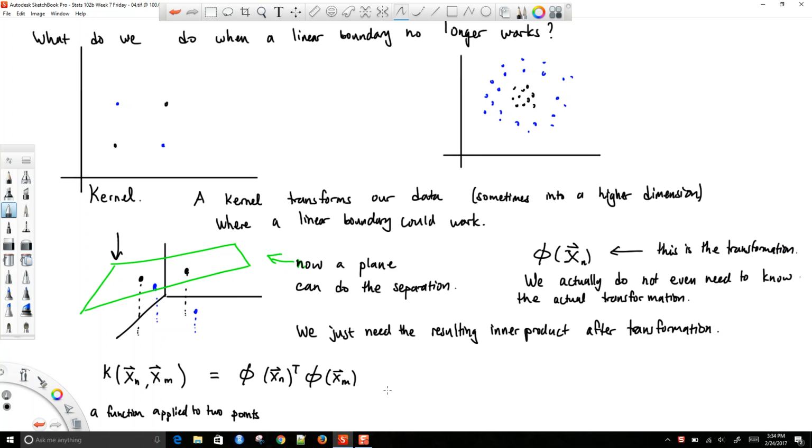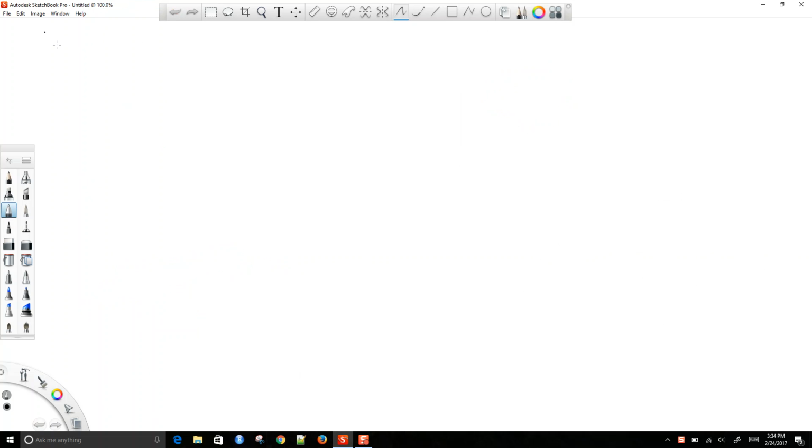We just need to know the resulting inner product there. This sounds all complicated, but really we're just going to apply a few functions that work right off the bat. The linear one is the one that we've been using. Our linear kernel is just the inner product between the two points, so no transformation has happened.